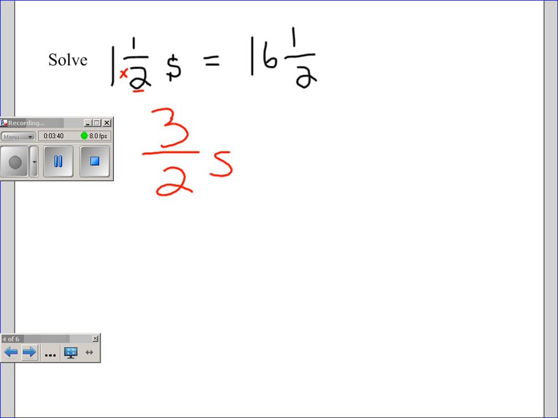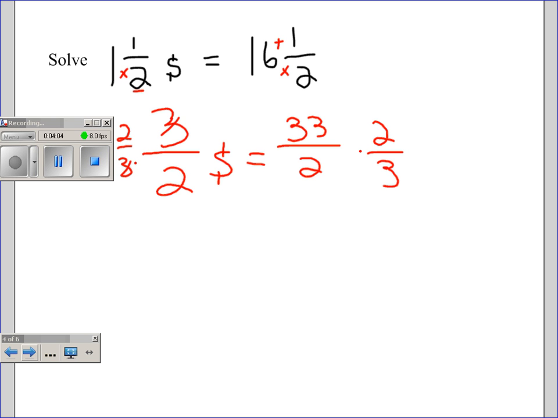3/2. Keep our S. Same thing over here. We'll take our 2 times 16, which is 32, plus 1 gives us 33. And we always keep the same denominator. 33 halves. Once again, we have to get rid of the 3 halves to get S by itself. So we're going to multiply each side by 2/3. What you do to one side, you have to do to the other.